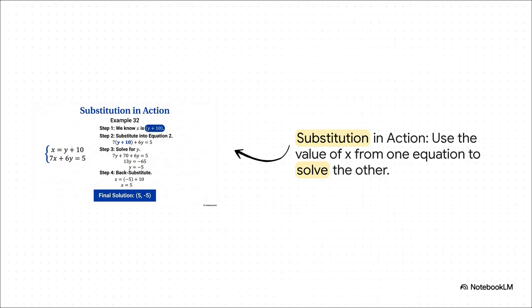We substitute. We take that y plus 10 and we drop it into the second equation right where the x was. And look at that. Now we have one simple equation with just y in it. We solve it and we get y equals -5. To finish up, we just back substitute.